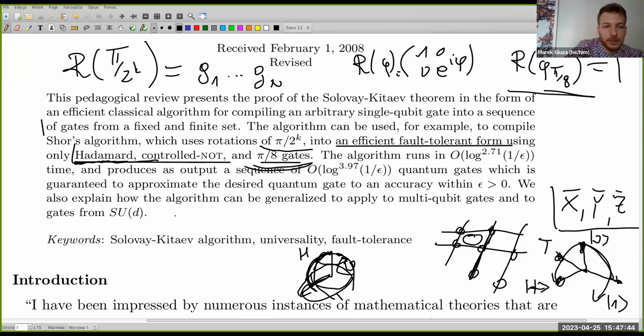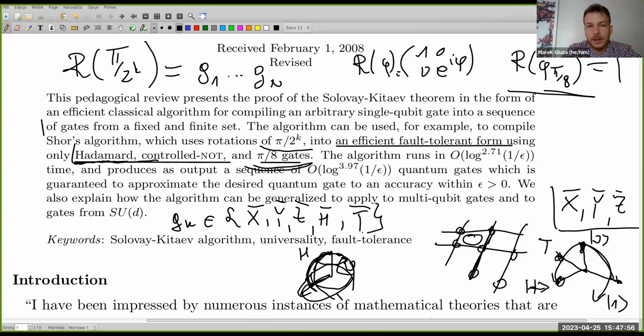And those gates Gk will be in the logical space: X, Y, Z. It will be the logical Hadamard, and it will be the logical T gate. Out of that we can get those small angles. It's quite a complicated procedure, doing something which is simple for a single qubit.